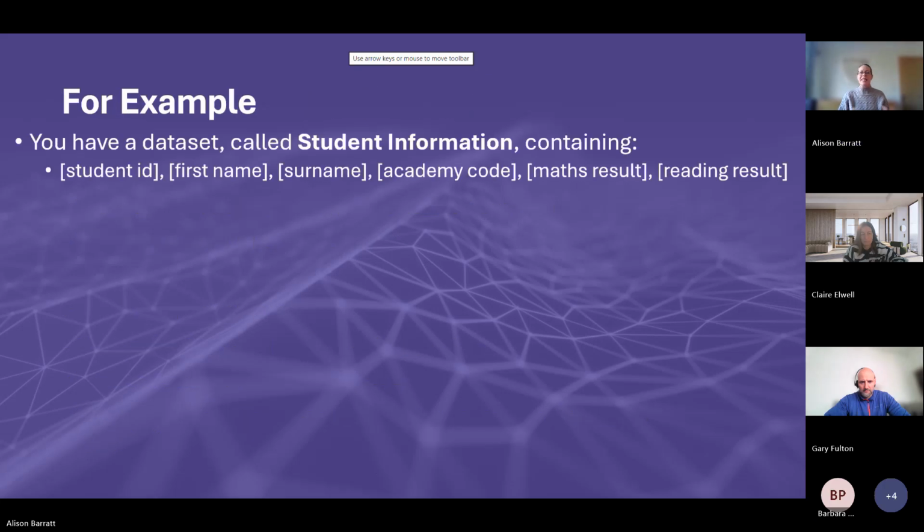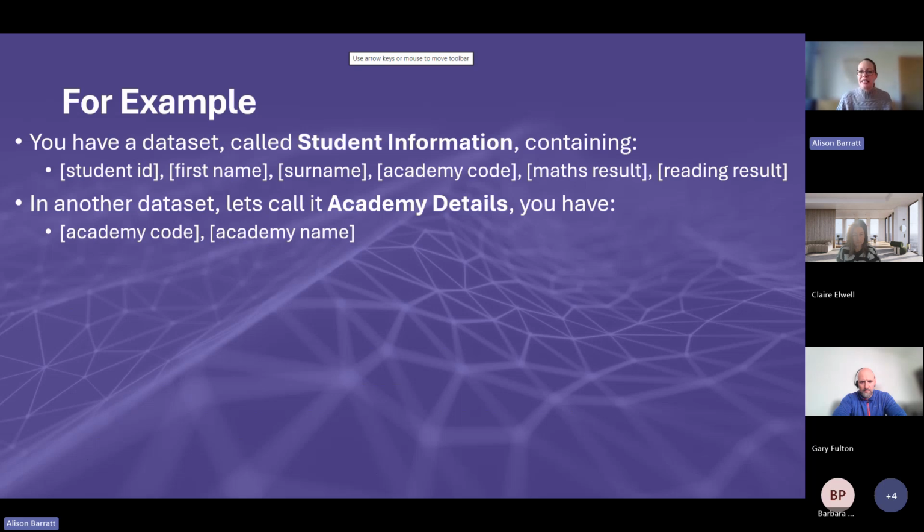So for example, and this is the exact scenario that we're going to start to look at with our information. In one place, we've got a data set, and let's call it student information. In this data set, we've got the student's ID, their first name, their surname, and an academy code, okay? We've got a code that represents an academy. We've got that student's maths results, and that student's reading results. But what we actually want to know is, what's the academy name? We haven't got the academy name anywhere in this data set. However, in another data set, let's call it academy details, so now I'm over here, we've got the academy name. Sorry, we've got the academy code as well.